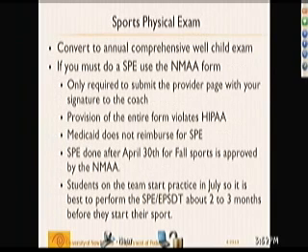Sports physical. Actually, Kirsten brought up this issue last week here in the office. And every spring, every school-based health center seems to have this question come up. When can you do a sports physical and have it count for the fall sports?